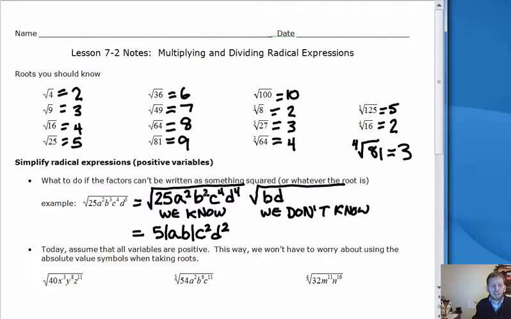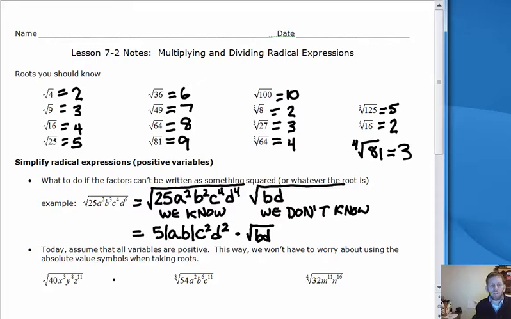So simplifying this radical expression gives me this. We're still going to multiply it by the square root of bd, and I can't really simplify this. This whole thing is our answer. Remember, we typically put absolute value symbols around variables from odd exponents from even roots, which would apply here. Because that part is kind of complicated, today we're going to assume that all of the variables are positive. This way we won't have to worry about using absolute value symbols when taking roots. So today we're going to ignore the absolute value symbols.